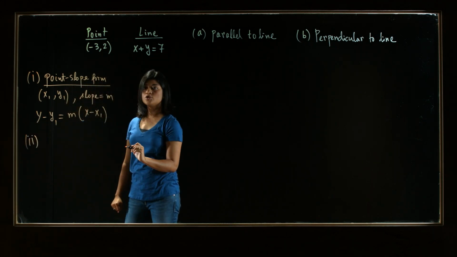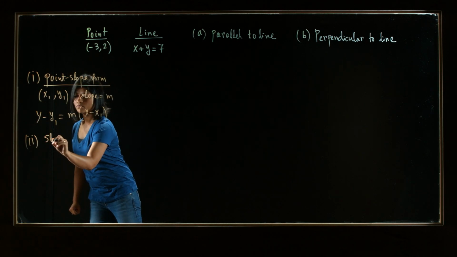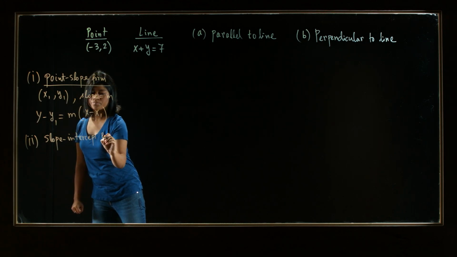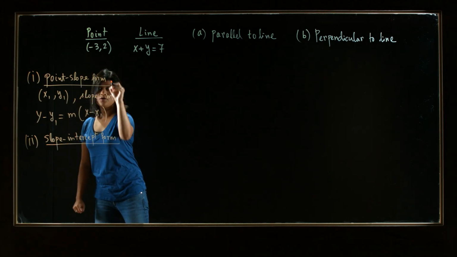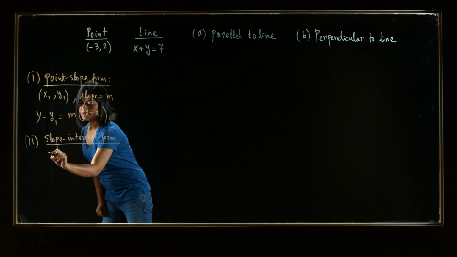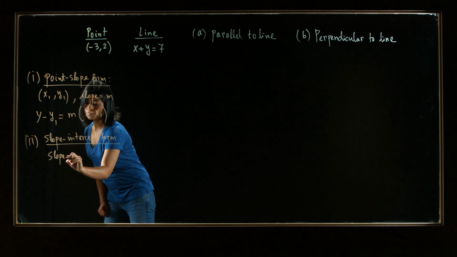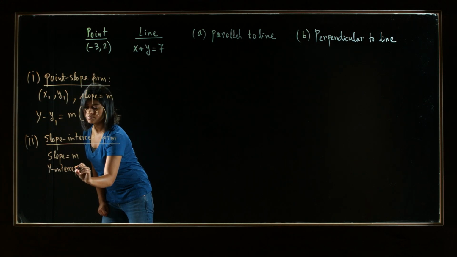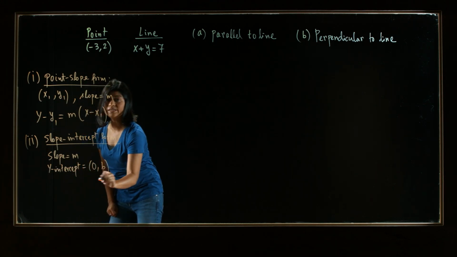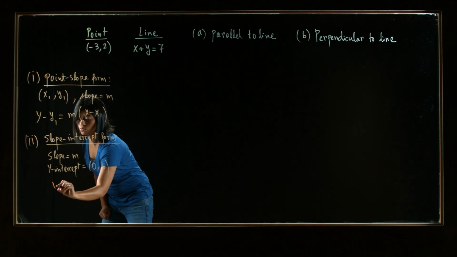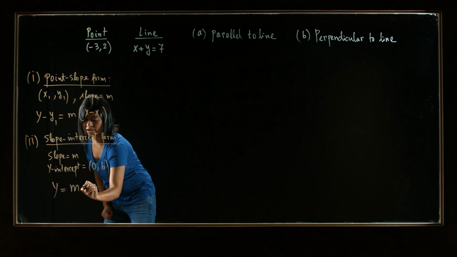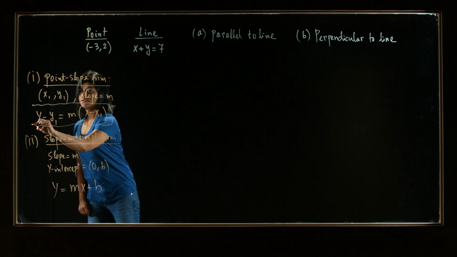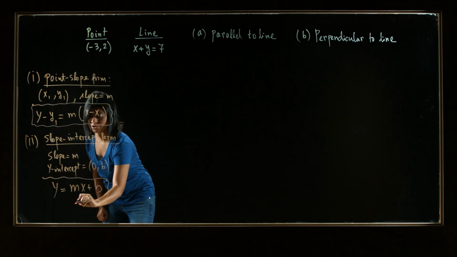Second is the slope intercept form. In this form, suppose m is the slope and the y-intercept is 0, b, then the equation of the line is y is equal to mx plus b. So, we have two different forms for the equation of a line.